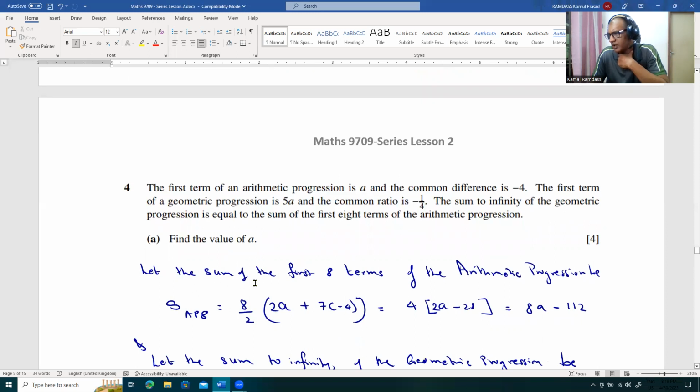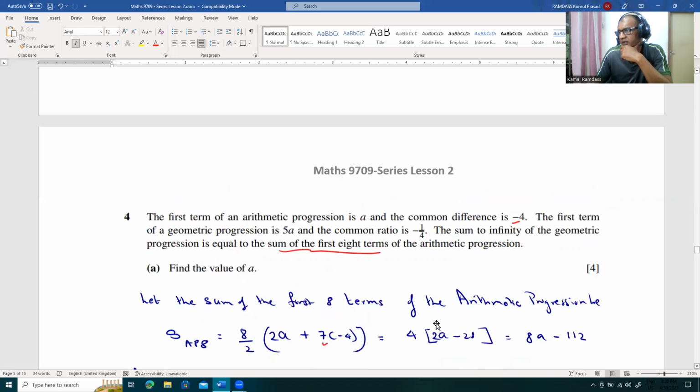Okay. Let the sum of the first 8 terms of the arithmetic progression be S₈. In general, the sum of the first 8 terms is 8/2 multiplied by (2a + (n − 1)d), where n is equal to 8. We have 8 − 1, which means 7, times d, which is −4. We are getting 4 times (2a − 28), which is equal to 8a − 112. Okay. We find an expression for the sum of the first 8 terms.